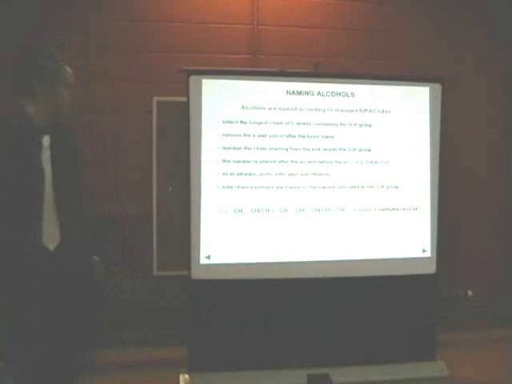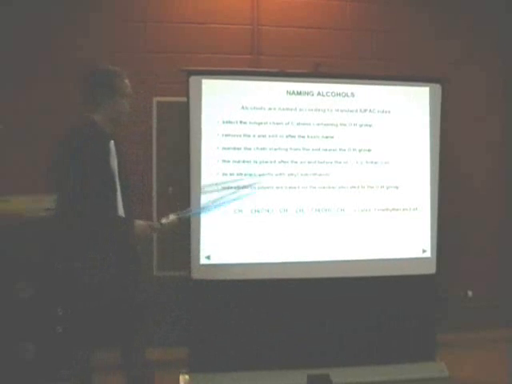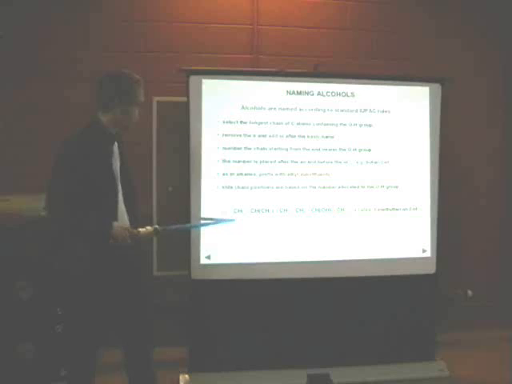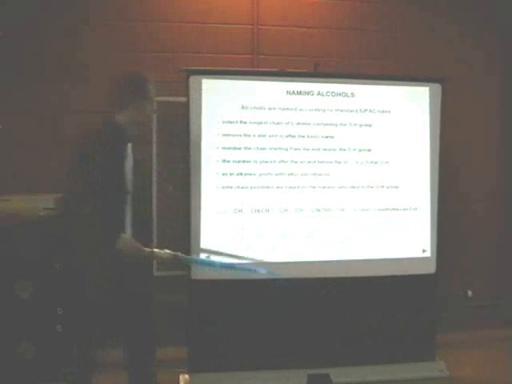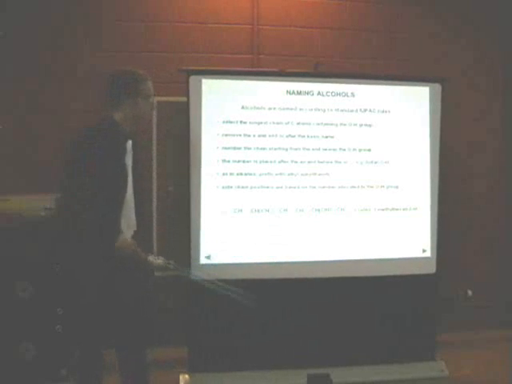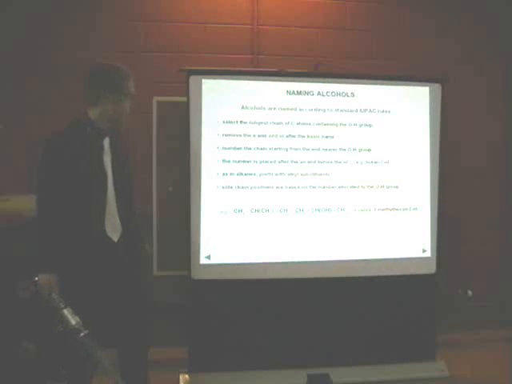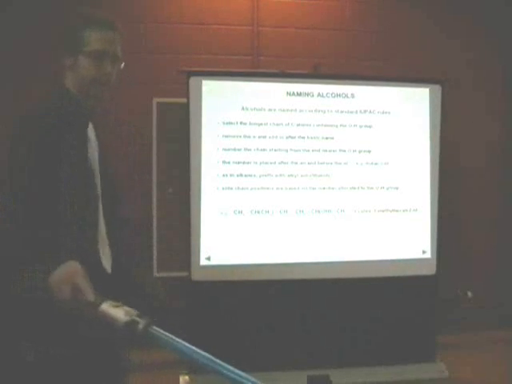So, naming them: longest chain, remove the e, add ol, and so on. So this is 5-methylhexan-2-ol. 1, 2, 3, 4, 5, 6, hence hex. Okay? It's 2-ol because the OH is on the second one, and it's 5-methyl. Though you could, in this case, have called this 2-methylhexan-5-ol. And that would be equally correct because the numbers in total add up to the same.